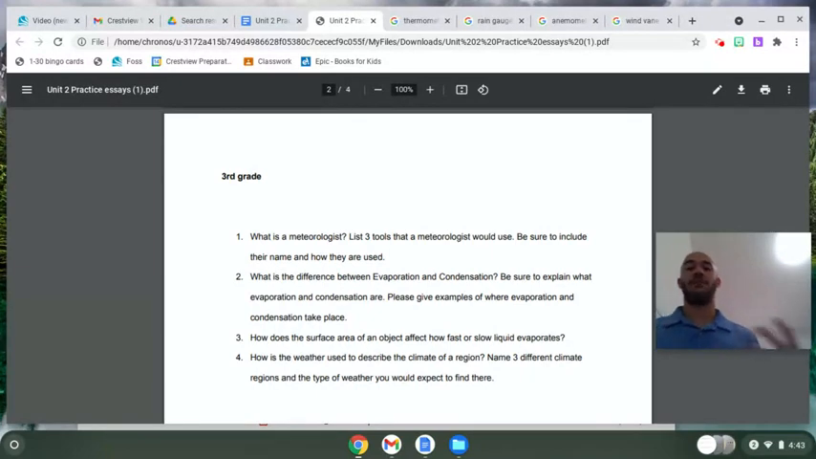List 3 tools that a meteorologist would use, and be sure to explain their name and how they are used. So, a meteorologist, as we know, is a scientist who studies the weather.